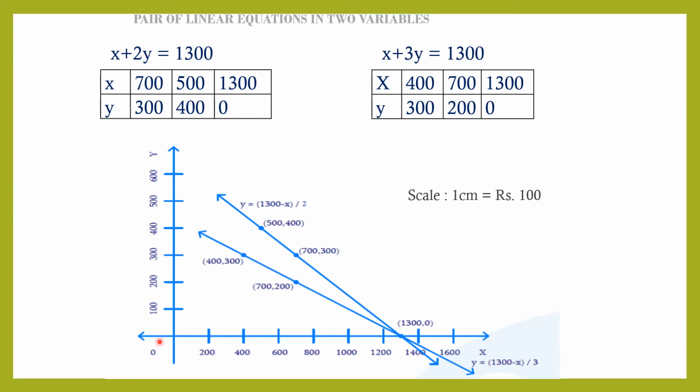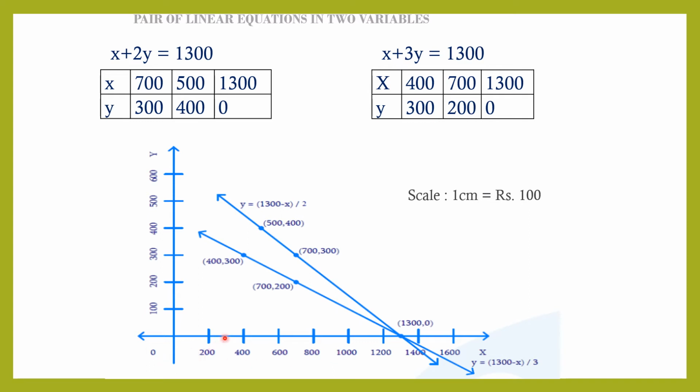Origin 0. X value: 1 centimeter equals 100. Or you can take any scale, 100 or 200. That's your wish. 100 rupees, rupees represents the y-axis. Clear? The scale is your wish: 200, 400, 600, 800.